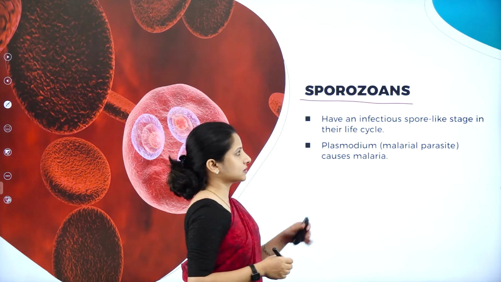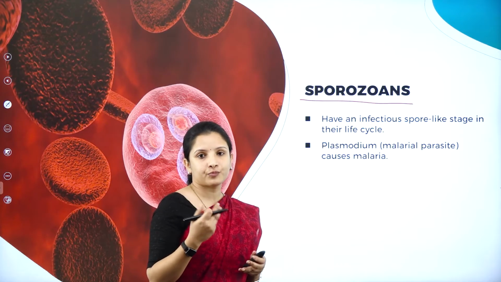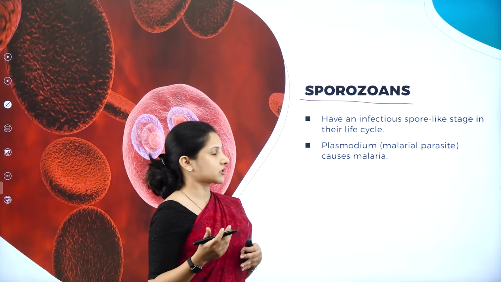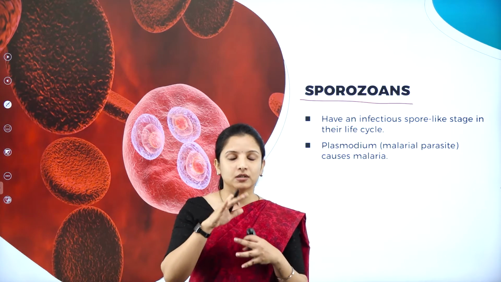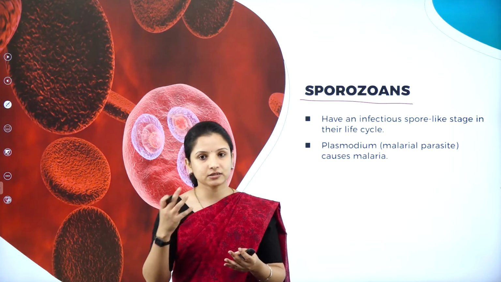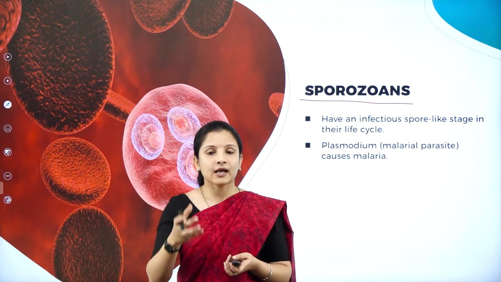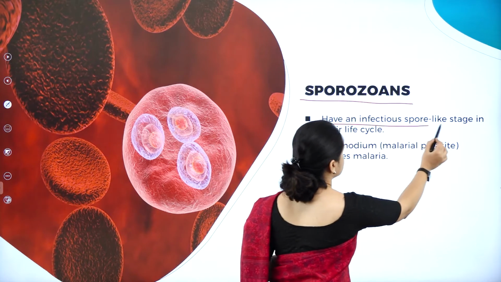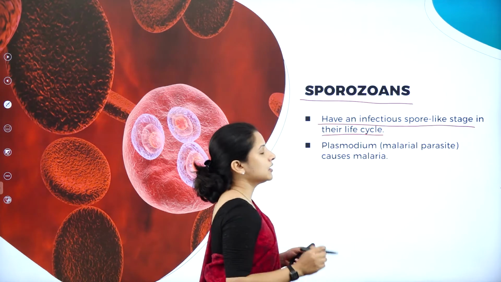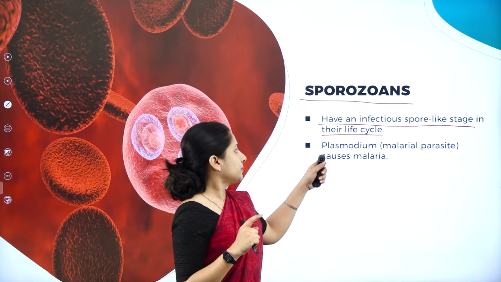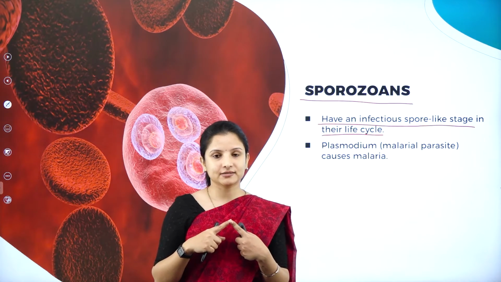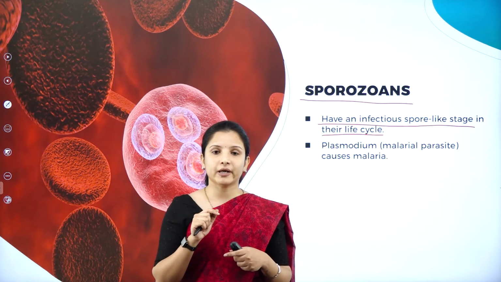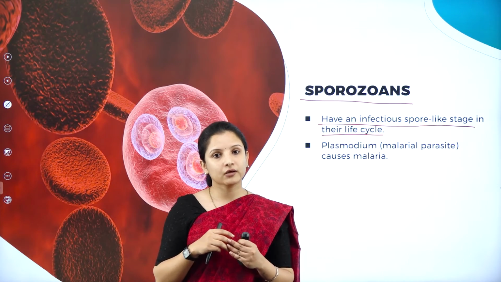So sporozoans, as the name suggests, are spore-like. They produce infectious spore-like structures. In their life cycle, they have a particular stage wherein they produce the spore, and these spores actually cause infection. So they have an infectious spore-like stage in their life cycle. The best example is the Plasmodium malarial parasite. Do you know how malaria spreads? It spreads through the mosquito bite. Will all the mosquitoes that bite you give you malaria?